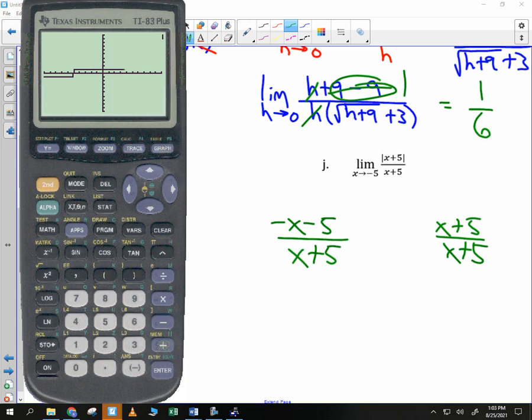What do you notice is the height of the graph down here? Negative 1 when you're off to the left. What's the height of the graph over here? 1 from the right. So if you approach negative 5 from the left, the limit is negative 1. If you approach negative 5 from the right, the limit is positive 1. Is this a one-sided limit or a two-sided limit? So therefore the limit does not exist. Good job. Excellent work. You guys are super smart.